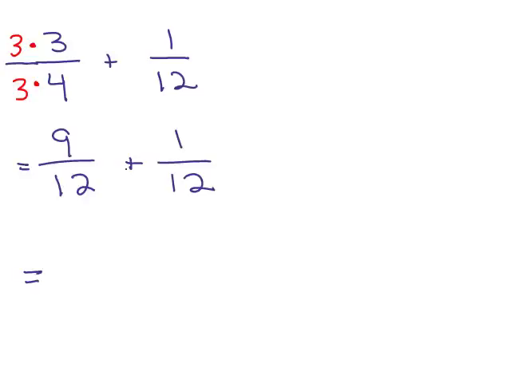And now I've got 9/12 plus 1/12. So I can go ahead and add. I've got a common denominator of 12. And then we could do the 9 plus 1. But now it's not reduced. There's a common factor of 2. So if I divide the top and bottom by 2, what does that equal? 5/6.